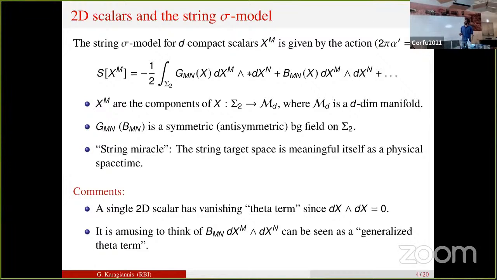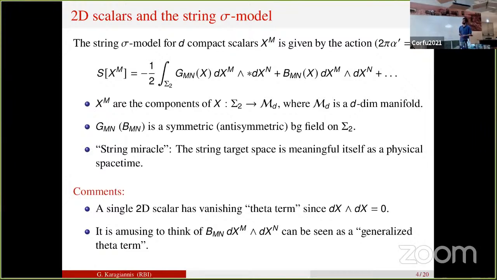This is given by, let's say, D compact scalars, X^M, and this is the action here. G and B are symmetric and antisymmetric background fields on Sigma_2. Sigma_2 is the string worldsheet. And these ellipses here denote higher order terms, like, for instance, the dilaton coupling. And X^M can be seen as the components of the sigma model map X from Sigma_2 to some d-dimensional target space manifold, which I call M_d.